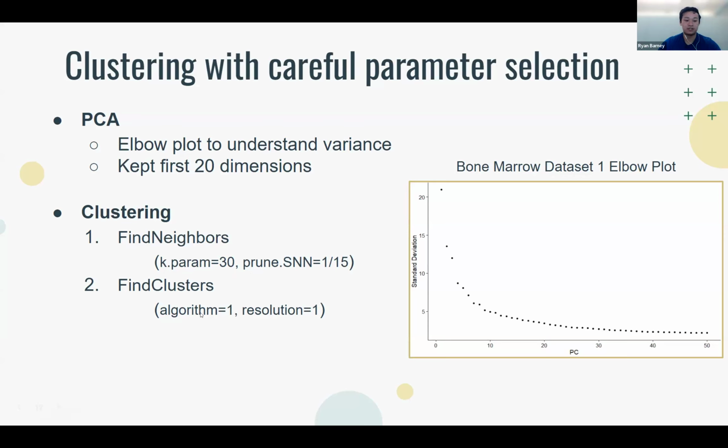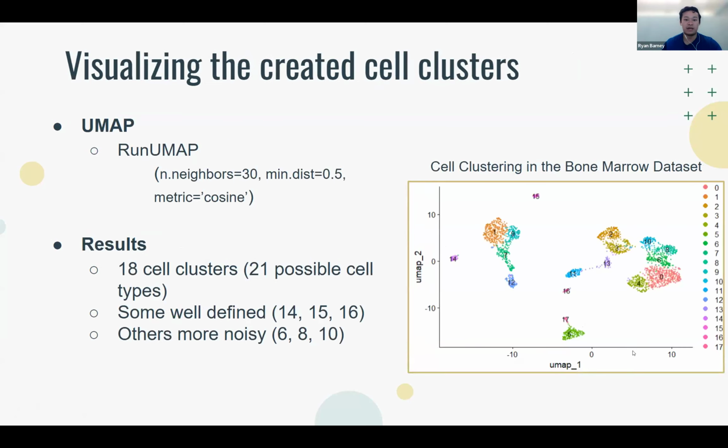For the algorithm, I tried all 3 different types of algorithms, but I noticed that they didn't change much, so I just stuck with one, which is Louvain. And then from there, I visualized the created clusters with UMAP. These are just the parameters I chose because they looked good.